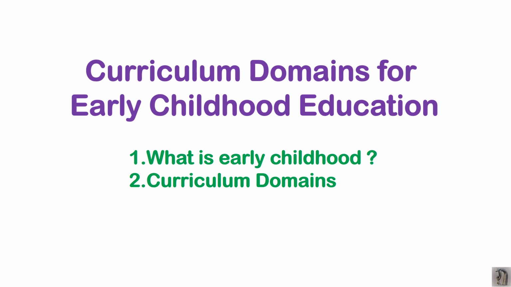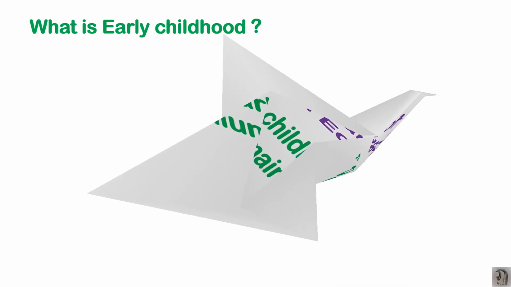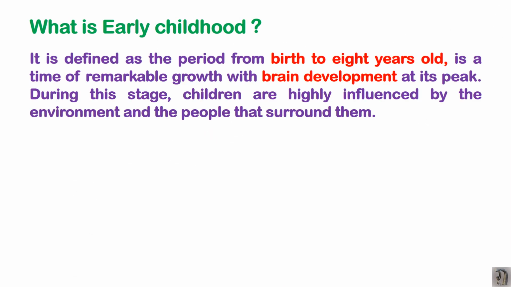Before we go to the curriculum domain, let us understand what early childhood is. It is defined as the period from the child's birth to 8 years, that is called your early childhood years. At that time the brain development of the child is at its peak, that means the highest level of development. During this stage the children are highly influenced by the environment. The surrounding environment helps them develop a lot of skills. So that is early childhood, from birth to 8 years, just remember.